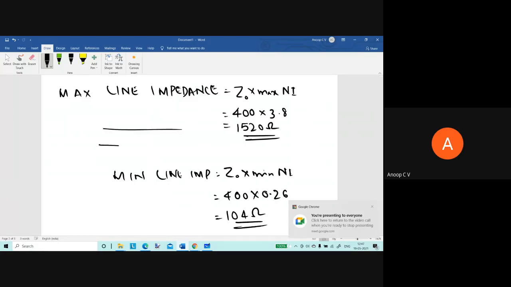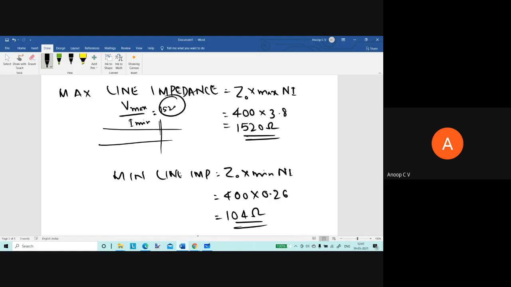So along the transmission line, when you move, the maximum impedance possible is actually what? 1520. This corresponds to Vmax by Imin, the minimum value of current, right? That is 1520. And minimum impedance, that is Vmin by Imax, that will be 104 ohm. Both will be purely resistive, right? And these two things I hope you understood.